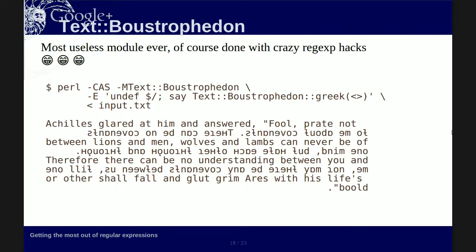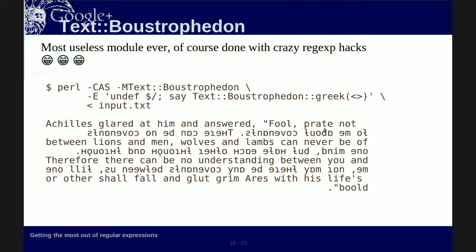I haven't uploaded this yet. I haven't decided if it's too stupid or not, but basically, you can see how it works. You feed it some text, and it makes it into mirror text. "So Achilles glared at him and answered, 'Fool, prate not to me about covenants.'" You guys all see that?